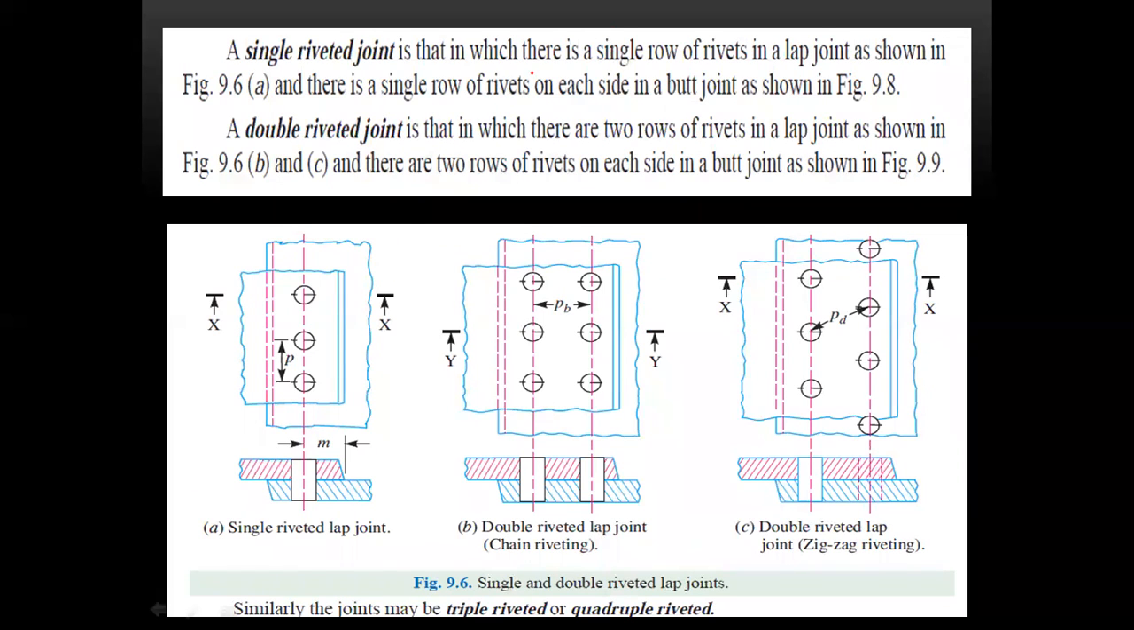A single riveted joint is where there is a single row of rivets in a lap joint as shown in the figure, and there is a single row of rivets on each side in the butt joint as well, as shown in the figure.